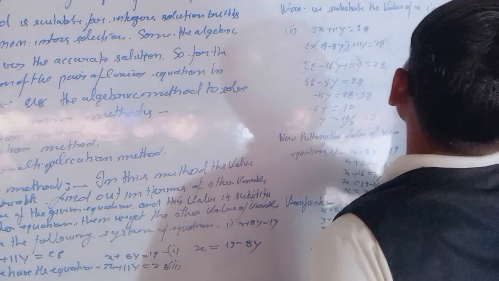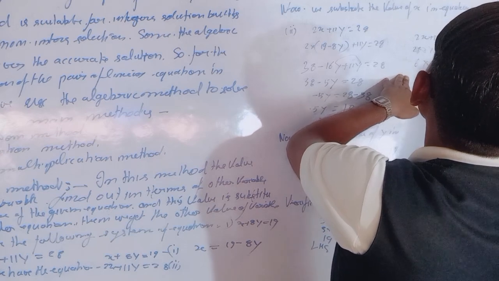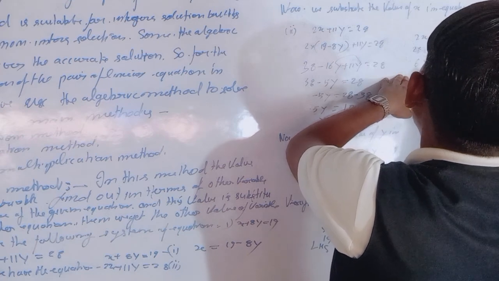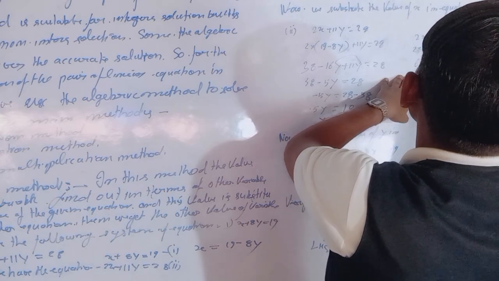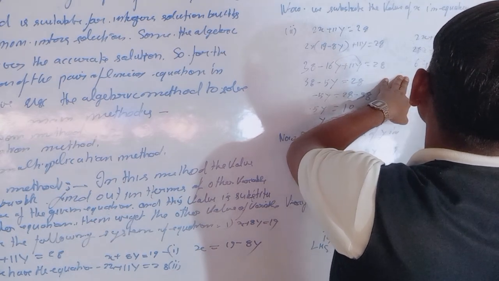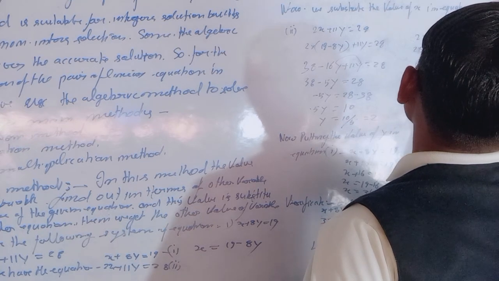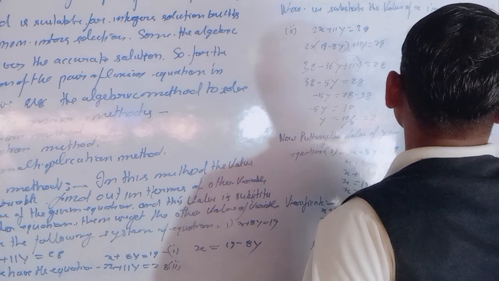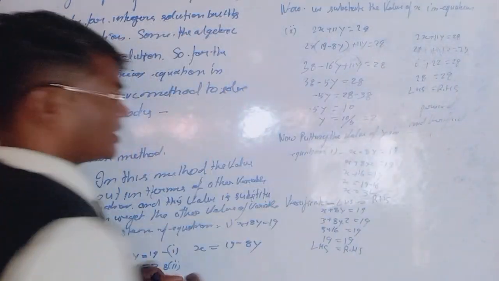Now further, 2 into 3 is 6, plus 11 into 2 is 22, is equal to 28. So 6 plus 22, so 28 is equal to 28. LHS is equal to RHS. Proved and verified. This is the solution of the linear equations we have solved here.